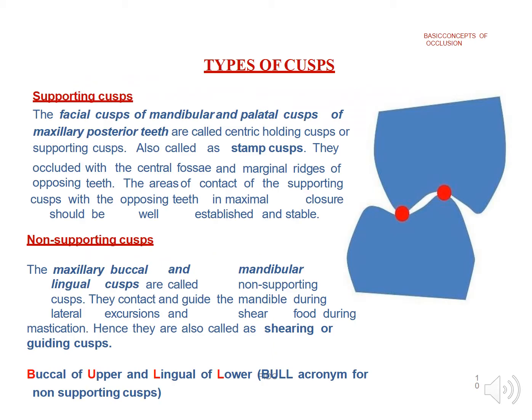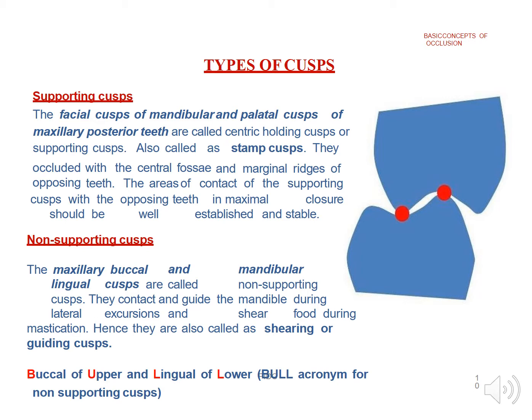The next one is types of cusps. There are two types of cusps. First one is the supporting cusps, and then the second one is the non-supporting cusps. What are supporting cusps? The facial cusps of mandibular and palatal cusps of the maxillary posterior teeth are called centric holding cusps or supporting cusps. Another name for it is stamp cusps. They occlude with the central fossae and marginal ridge of opposing teeth.